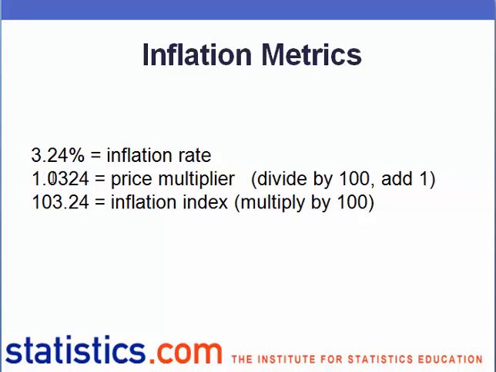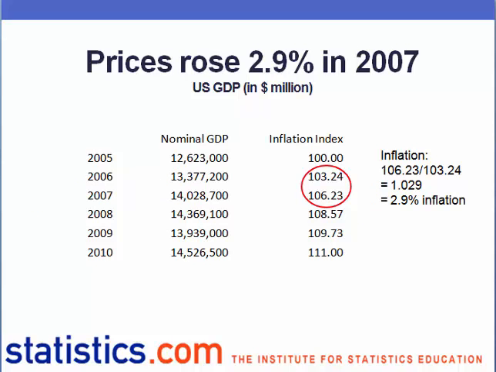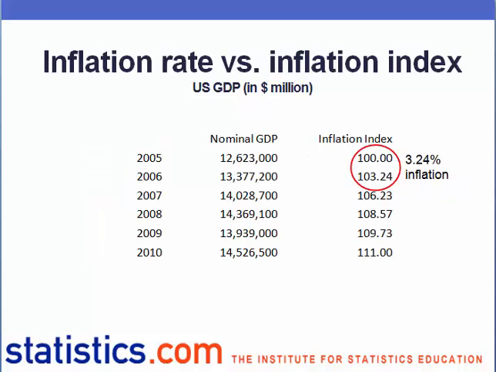Now, the key information in that price multiplier is contained well out in the decimal range, so it's typically converted to a number in the hundreds by multiplying by 100 to get it to a range more commonly seen and that people can relate to more easily without having to dive down into the decimals. So let's go back to the inflation rate here of 3.24%, which translates into an inflation index of 103.24 in the first year and so on for succeeding years.